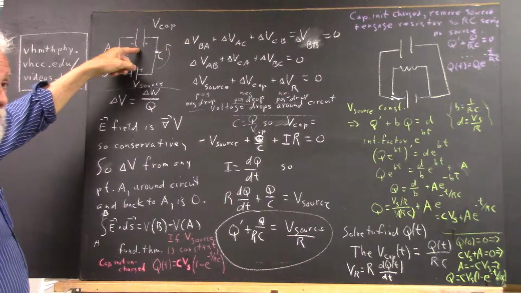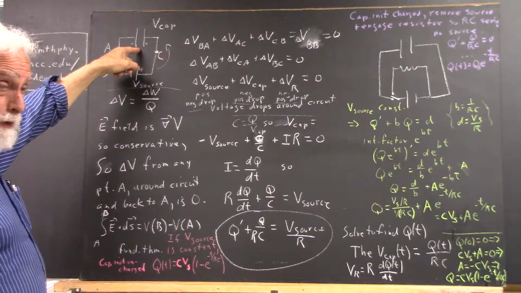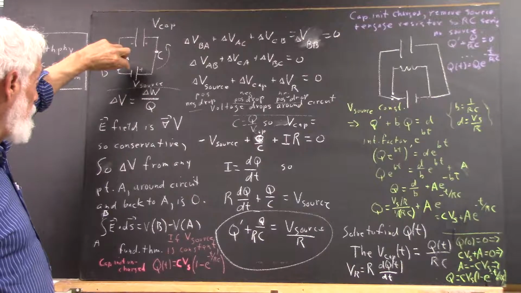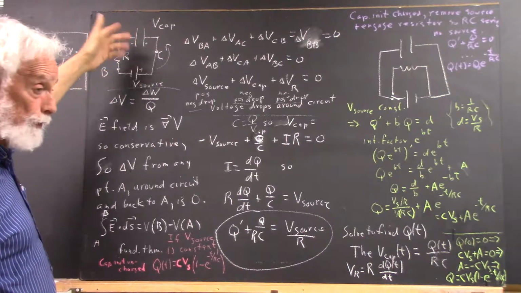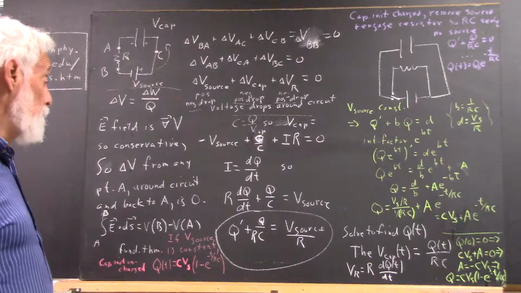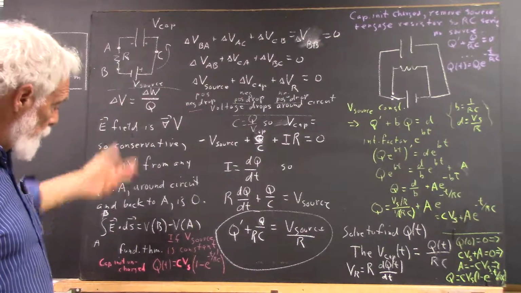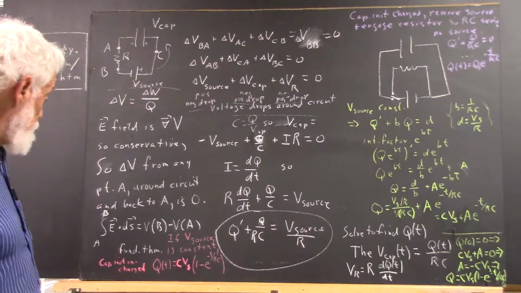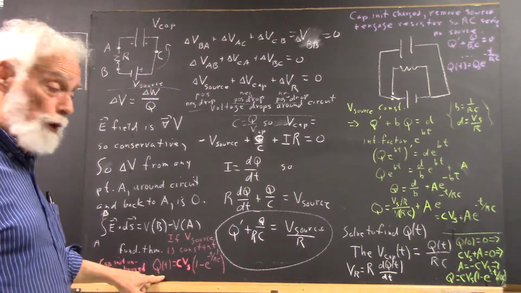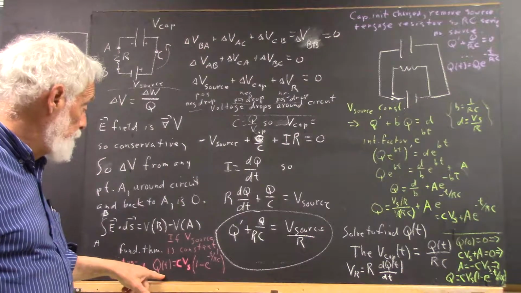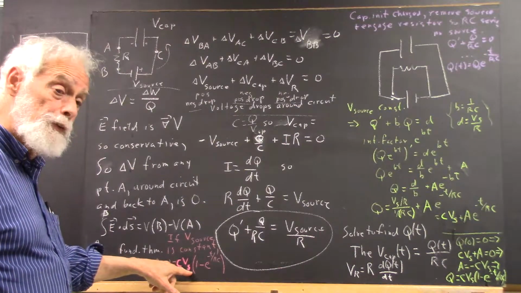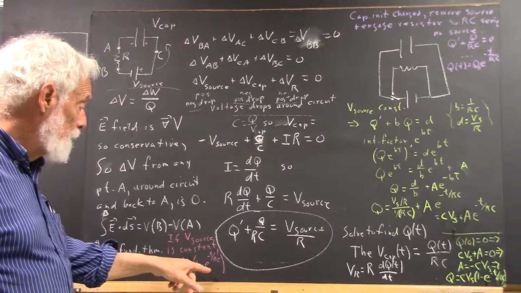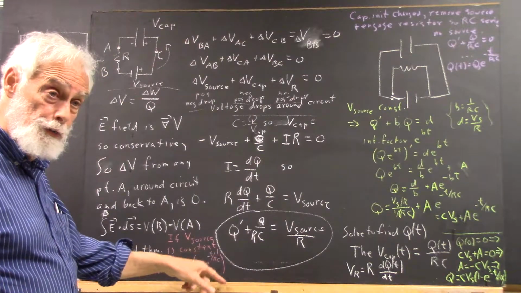And the solution to this equation, if you have this setup where the capacitor is initially uncharged, and you have a switch in here, and you throw the switch and the source starts charging the capacitor through the resistor, is going to be this. The charge as a function of t is equal to the capacitance times the voltage of the source times 1 minus e to the negative t over RC.